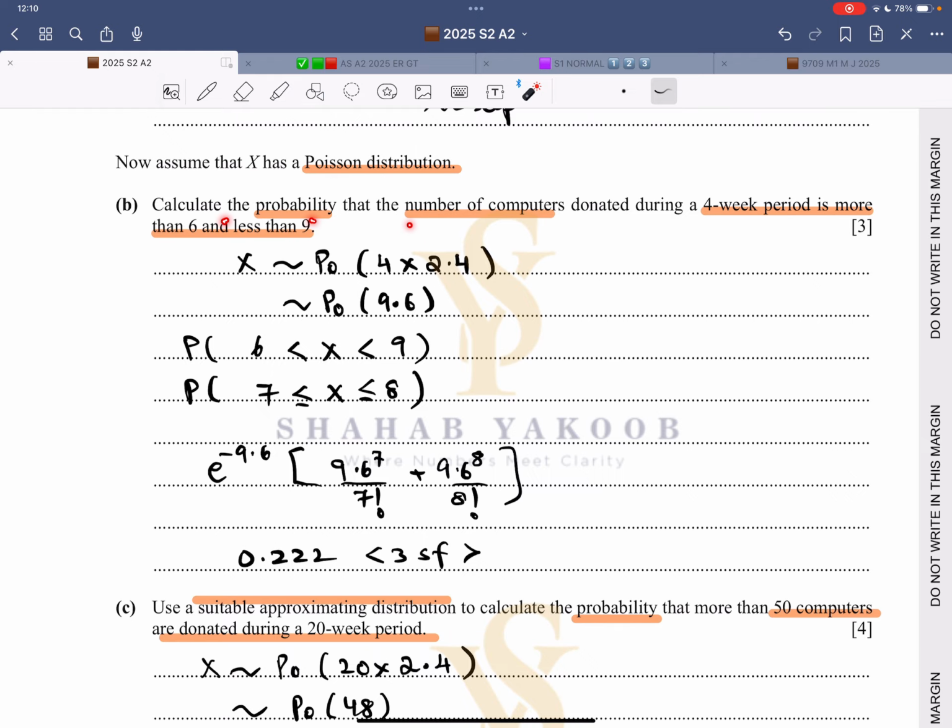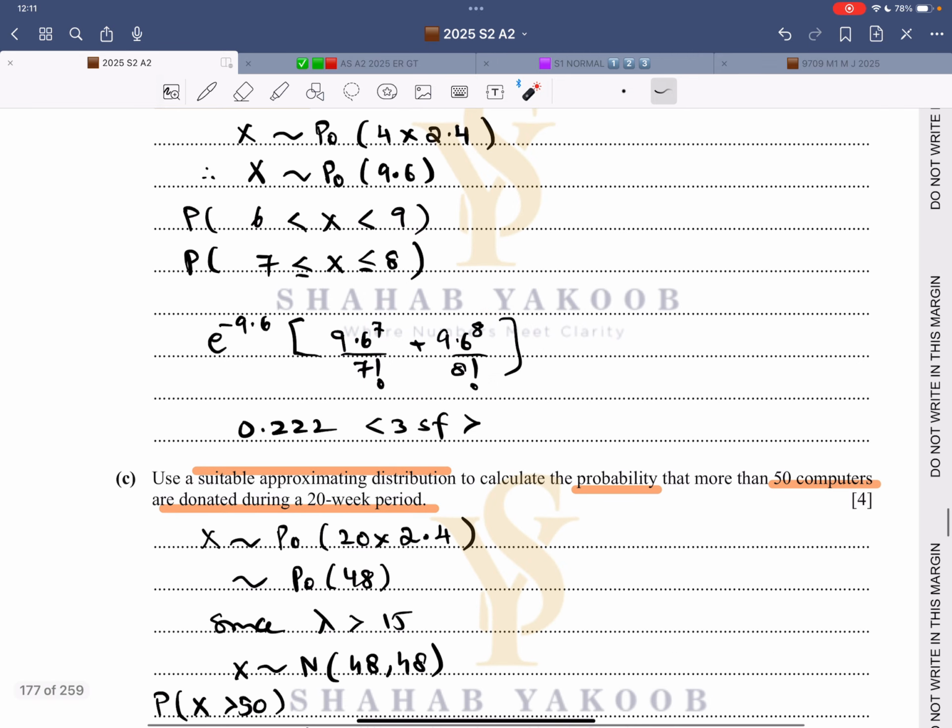Calculate the probability that the number of computers donated during a 4-week period is more than 6 and less than 9. So 2.4 per week multiplied by 4 is 9.6, so X now follows a Poisson distribution with 9.6. More than 6, 6 is not inclusive; less than 9, 9 is not inclusive. So the next one after 6 is 7, the one before 9 is 8. So basically we need two terms: e to the power of negative 9.6, times 9.6 to the power 7 over 7 factorial, plus 9.6 to the power 8 over 8 factorial.